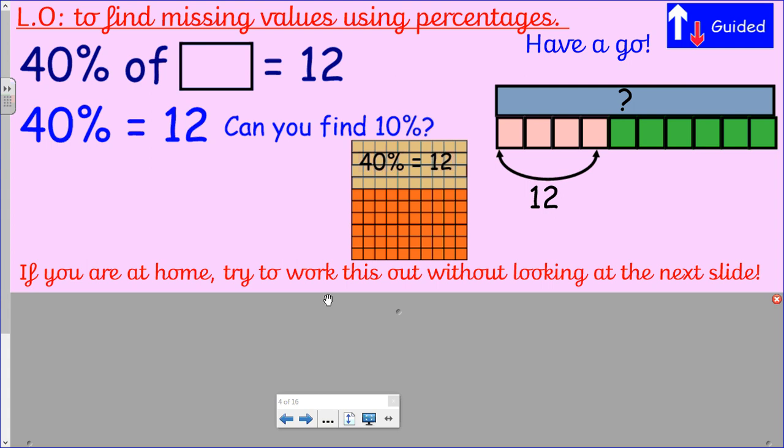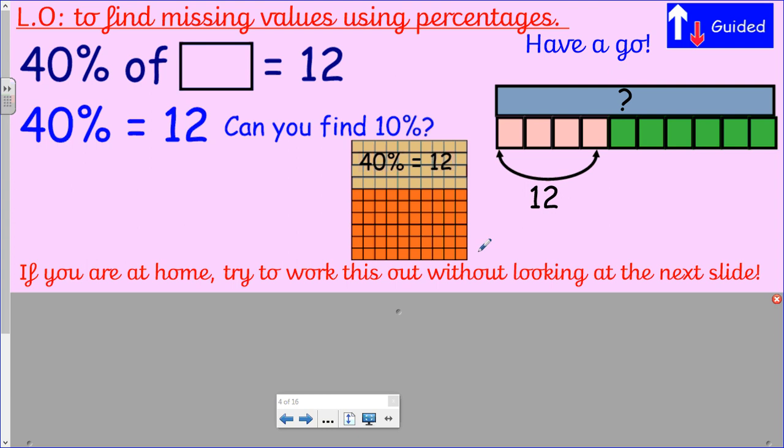So what I would like you to do is find the whole amount, and all that you know is that 40% of something is 12, okay? I've tried to write that out for you here so you can see what I mean. 40% equals 12. I want you to end up finding 100%. So 40% is 12. What is the whole amount?